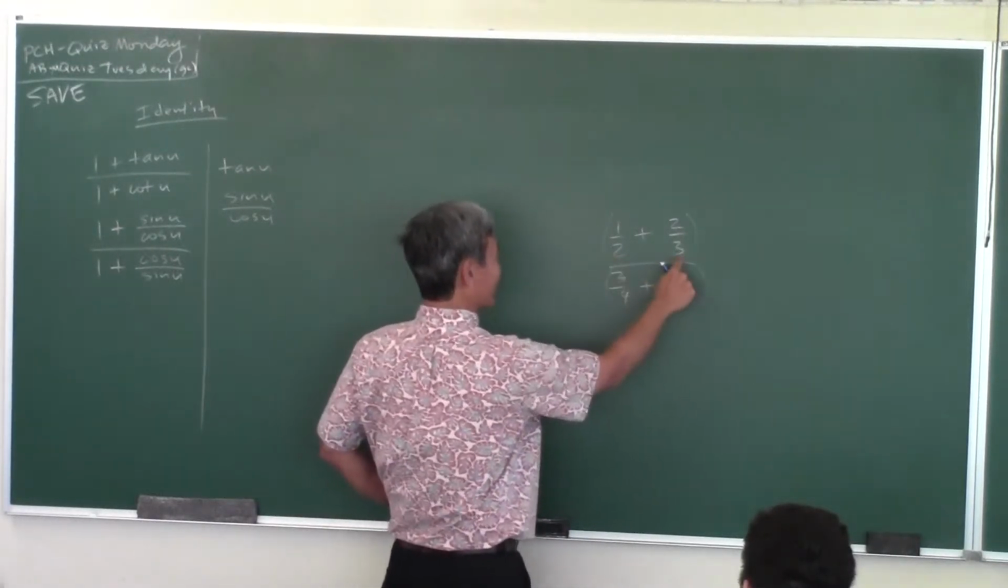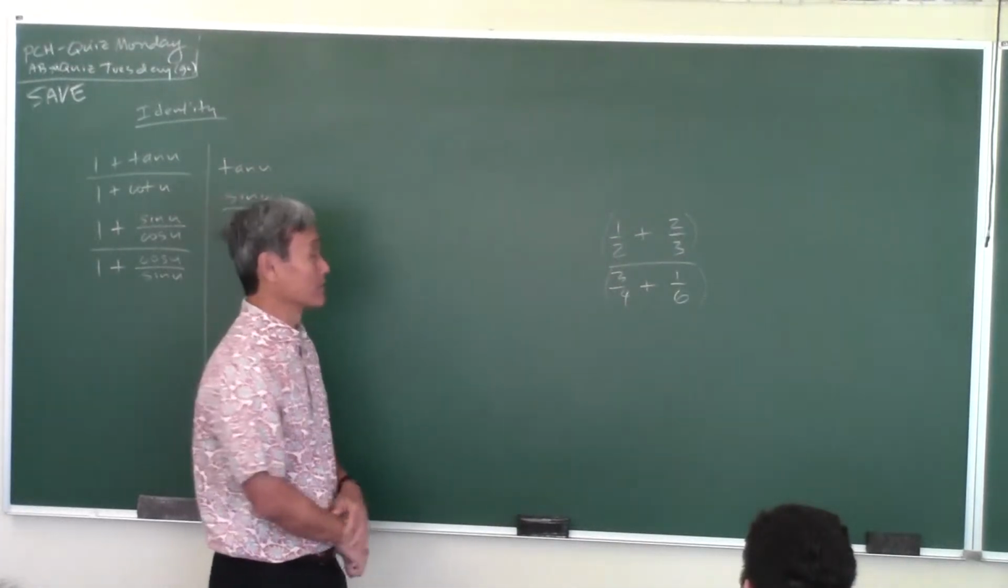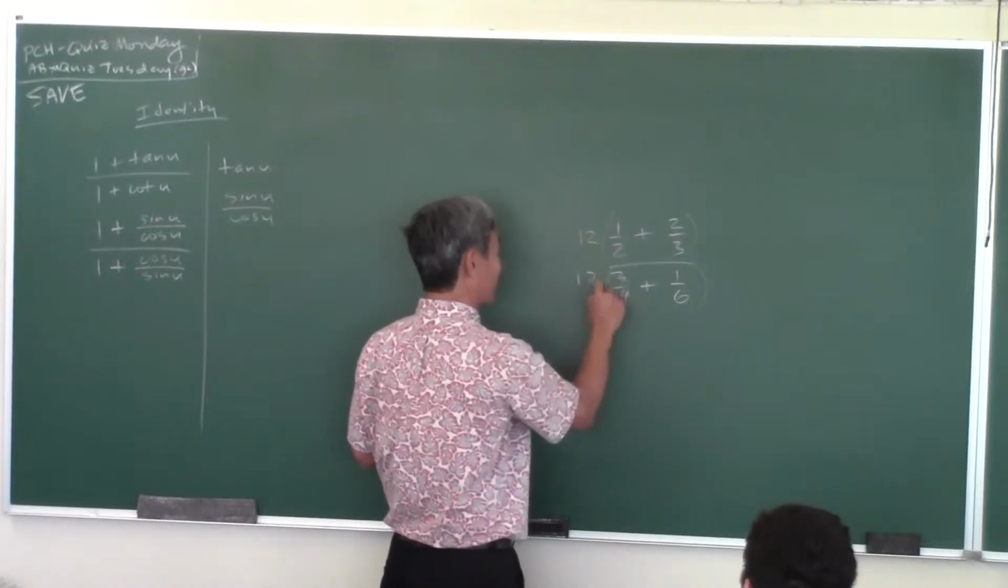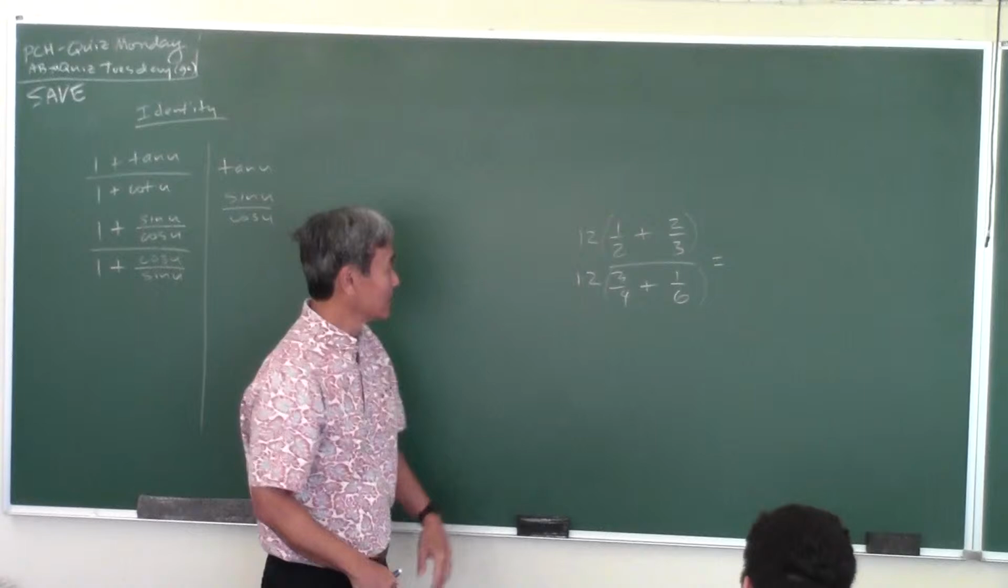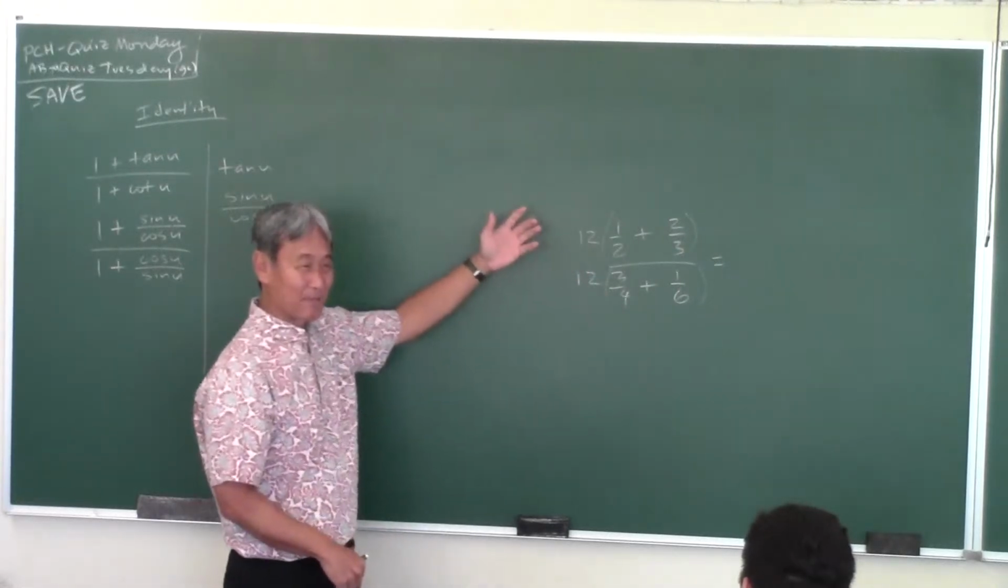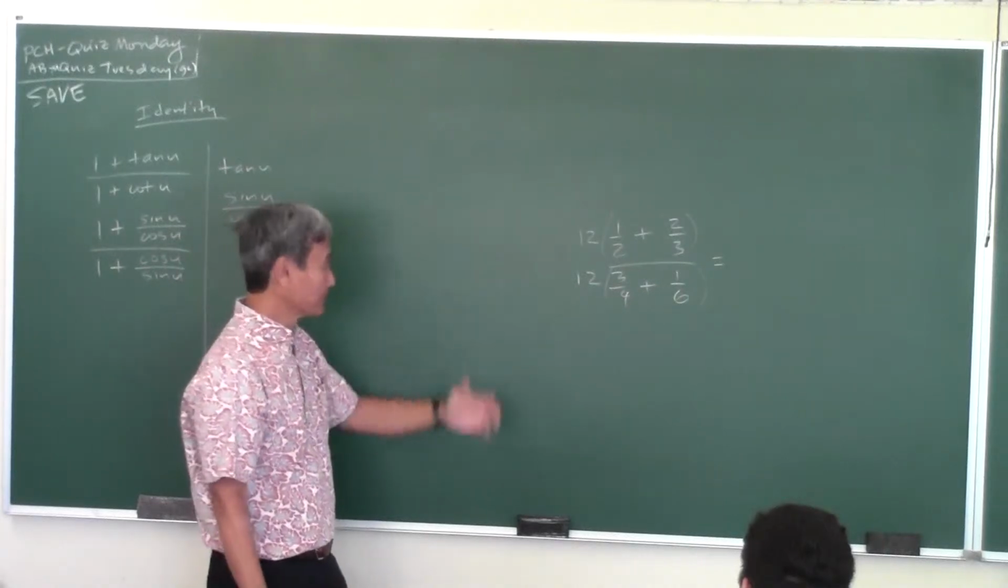So look, I see 4 fractions. What's the least common denominator of all of them? 12. So simply multiply top and bottom by 12. And then in the next step, I'm not going to have any fractions. Is it legal to multiply top and bottom by 12? Yeah, because that's like multiplying by 1, right?